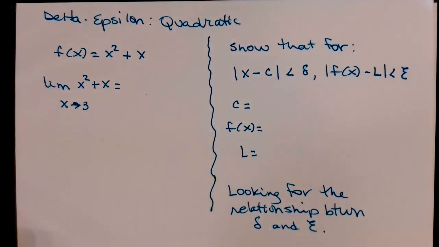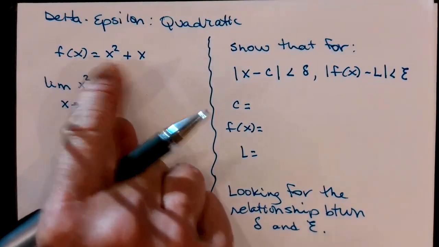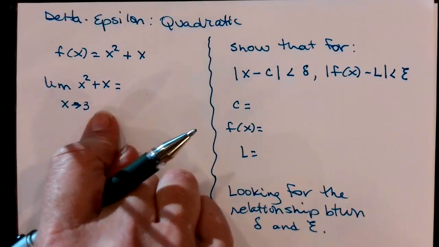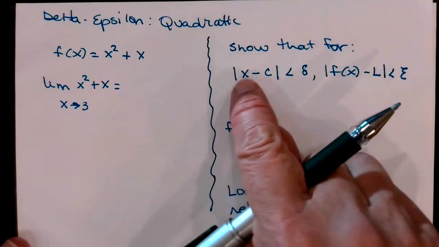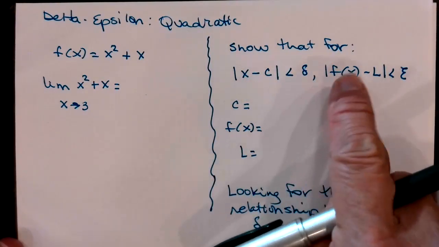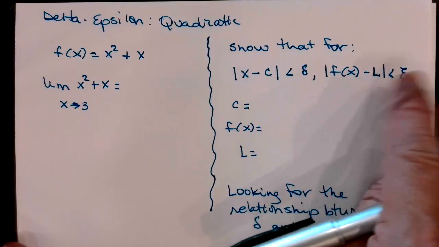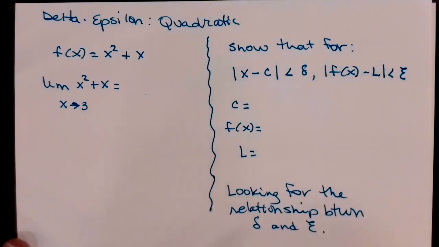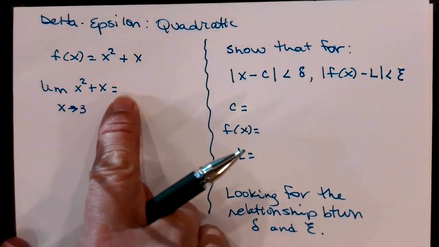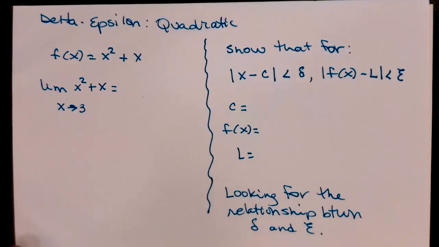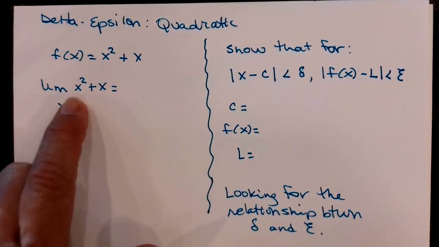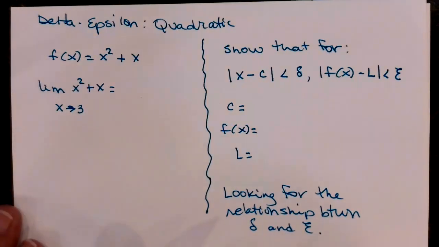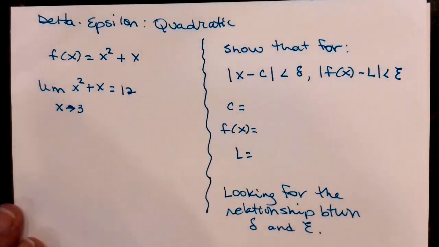Okay, so now we're going to do a delta epsilon proof for a quadratic function. Our quadratic function is x squared plus x, and we'll take the limit as x approaches 3. What we want to show, the proof part, is that for |x - c| < delta, we're guaranteed that our function minus the limit will be less than epsilon. Let's find our limit value, and then we can decide what each of our parts is. As x approaches 3, we plug the 3 in, and we get 9 plus 3 is 12. So our limit is 12.